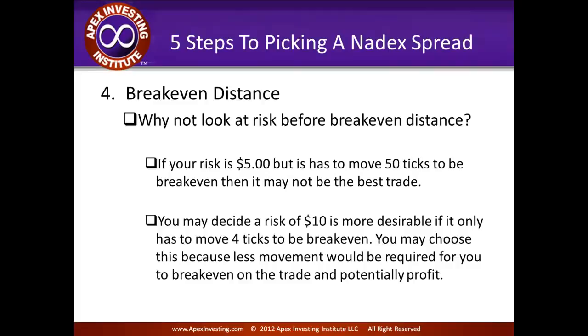Now you may decide maybe a risk that's even higher, maybe double, right? So $5 versus $10 is more desirable because it only has to move 4 ticks to be at break even. And you might choose this because there's less movement required for you to be break even on the trade and potentially profit. And you really want to make sure you look at how far the trade has to move so that way you put yourself in the best possible position to potentially profit on the trade.